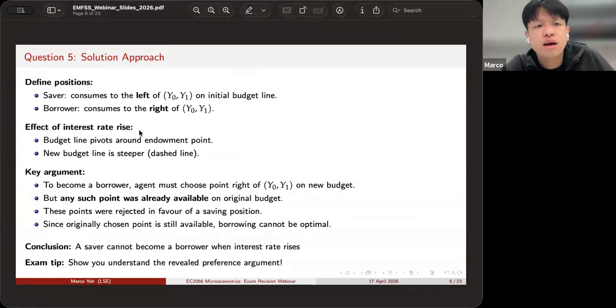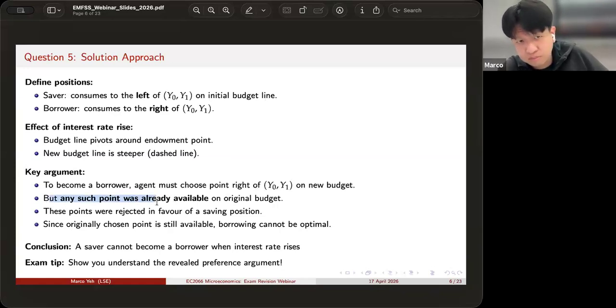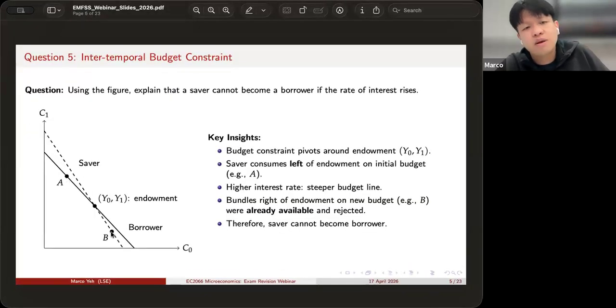The effect of the interest rate rise: the budget constraint pivots around the endowment point. The new budget line is steeper. You need to specify this, right? And this key argument to become a borrower is all about the position of the bundle. And the second bullet point is the most crucial one. The two bundles, A and B, are available given any situation, so you should have a consistent preference, either A or B. So A is preferred over B in the very beginning, so it should always be preferred, not B over A.